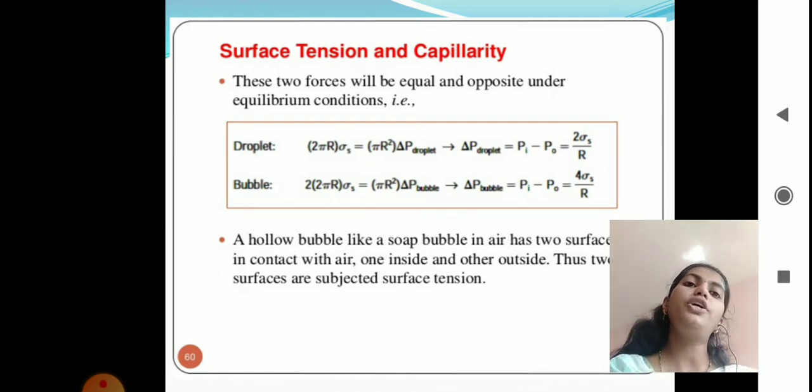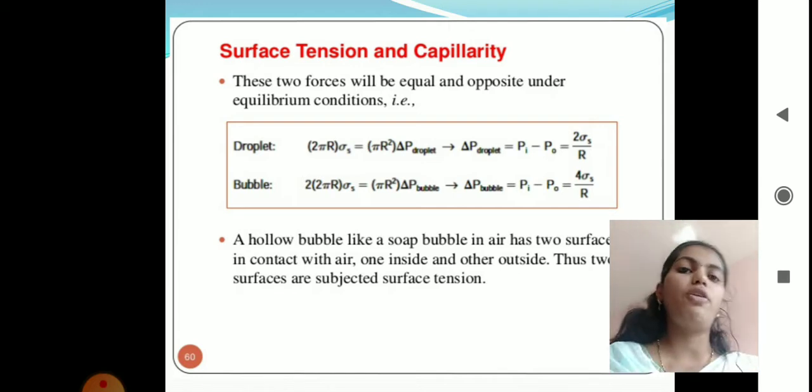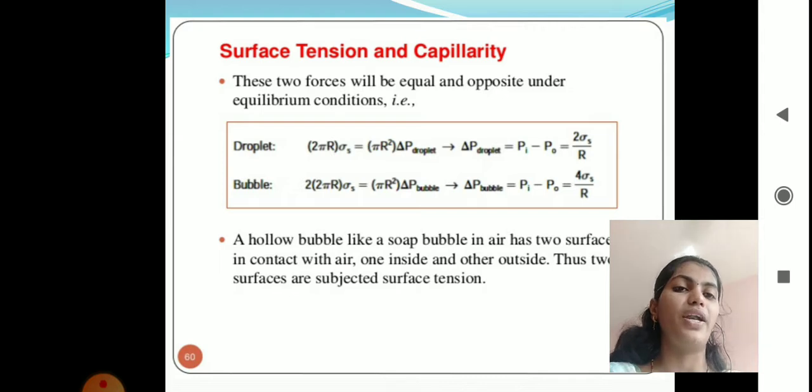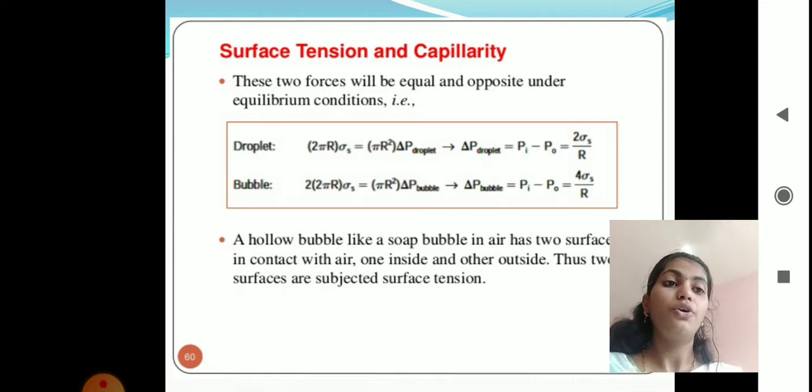So there is only a multiplication by 2 of the droplet's formula. We get the formula for the bubble, P1 minus P0 equals 4 sigma s divided by r. The hull of a bubble, like a soap bubble in air, has two surfaces in contact with air, one side and the other side. Such two surfaces are subjected to the surface tension.